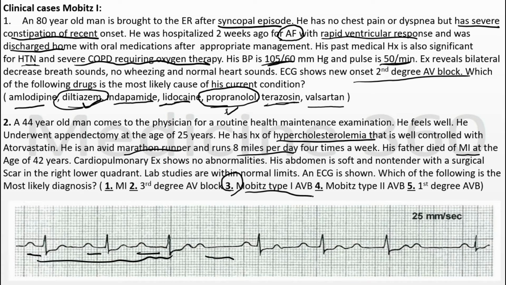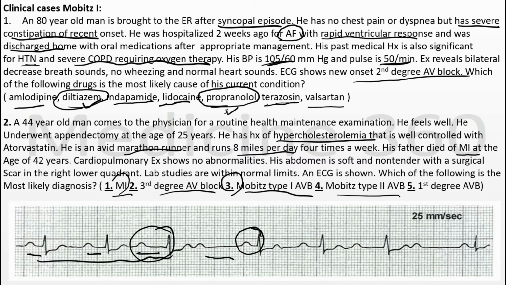Mobitz type 1 block, as there is the continuous increase in the PR interval, then the drop beat, and also the post-block PR interval is shortened and the pre-block interval is prolonged, which are the typical findings in Mobitz type 1 block. The other options: it cannot be MI as there is no ST elevation. Third degree heart block, as P is followed by QRS complex and there is no dissociation between the P and QRS complex, so it cannot be third degree heart block.